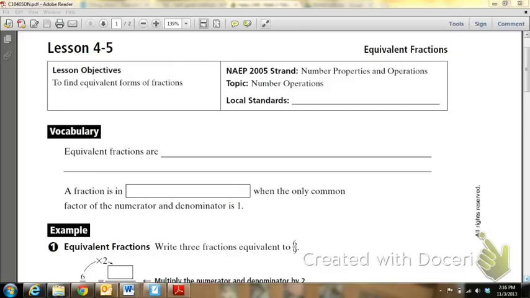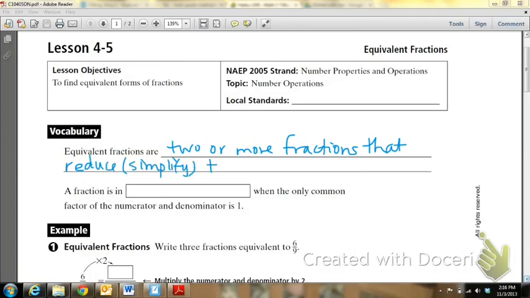In Lesson 4 or 5, we're going to take a look at equivalent fractions. So, what are equivalent fractions? Equivalent fractions are two or more fractions that reduce or simplify to the same fraction.